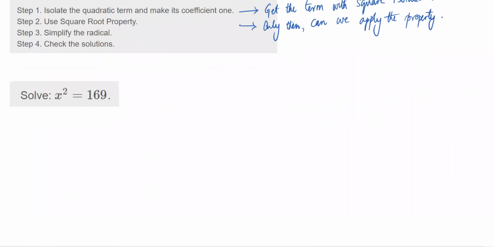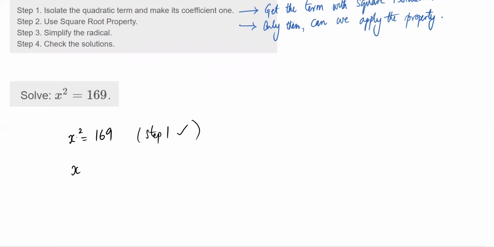Okay, let's look at the first problem. We have x squared equals 169. So that's your step 1. Is your square term isolated on one side? Is it separated on one side? Yes, step 1 is already done for us. Are we ready to use the square root property? Yes, we can. You go to step 2.